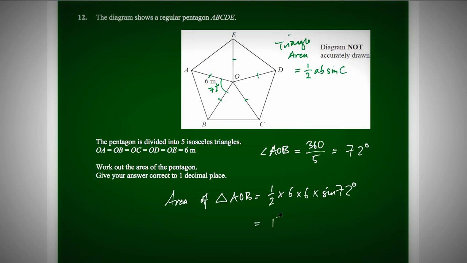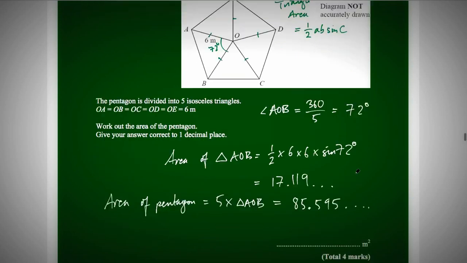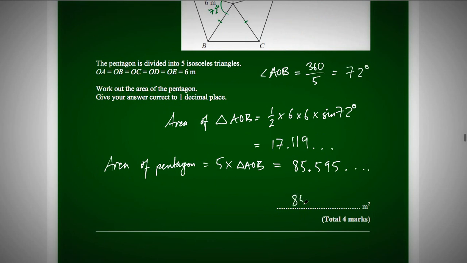And that is 17.119, etc. Area of pentagon is 5 times triangle AOB. I'm just going to use that figure from my calculator. So that is 85.595, etc. Giving that correct to one decimal place is 85.6 meters squared.